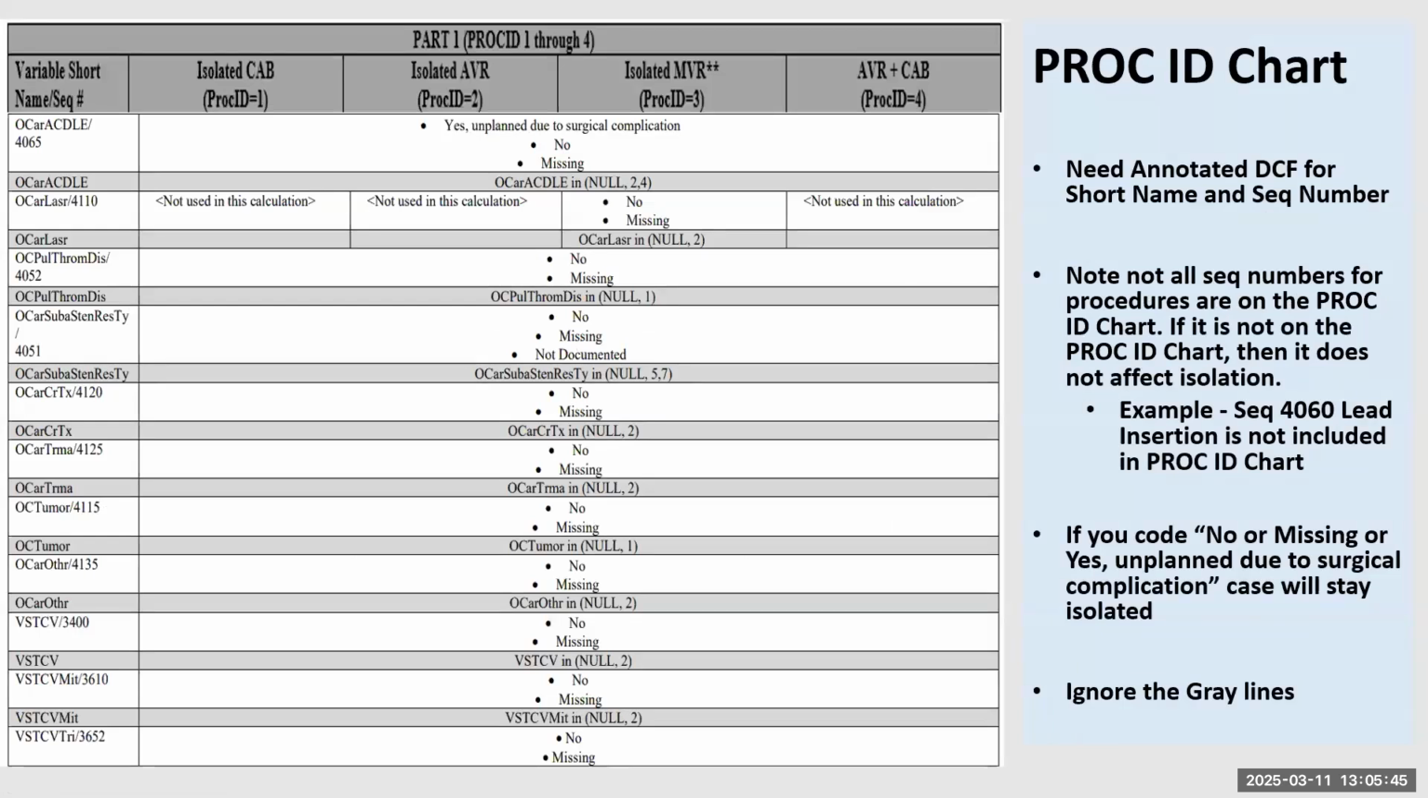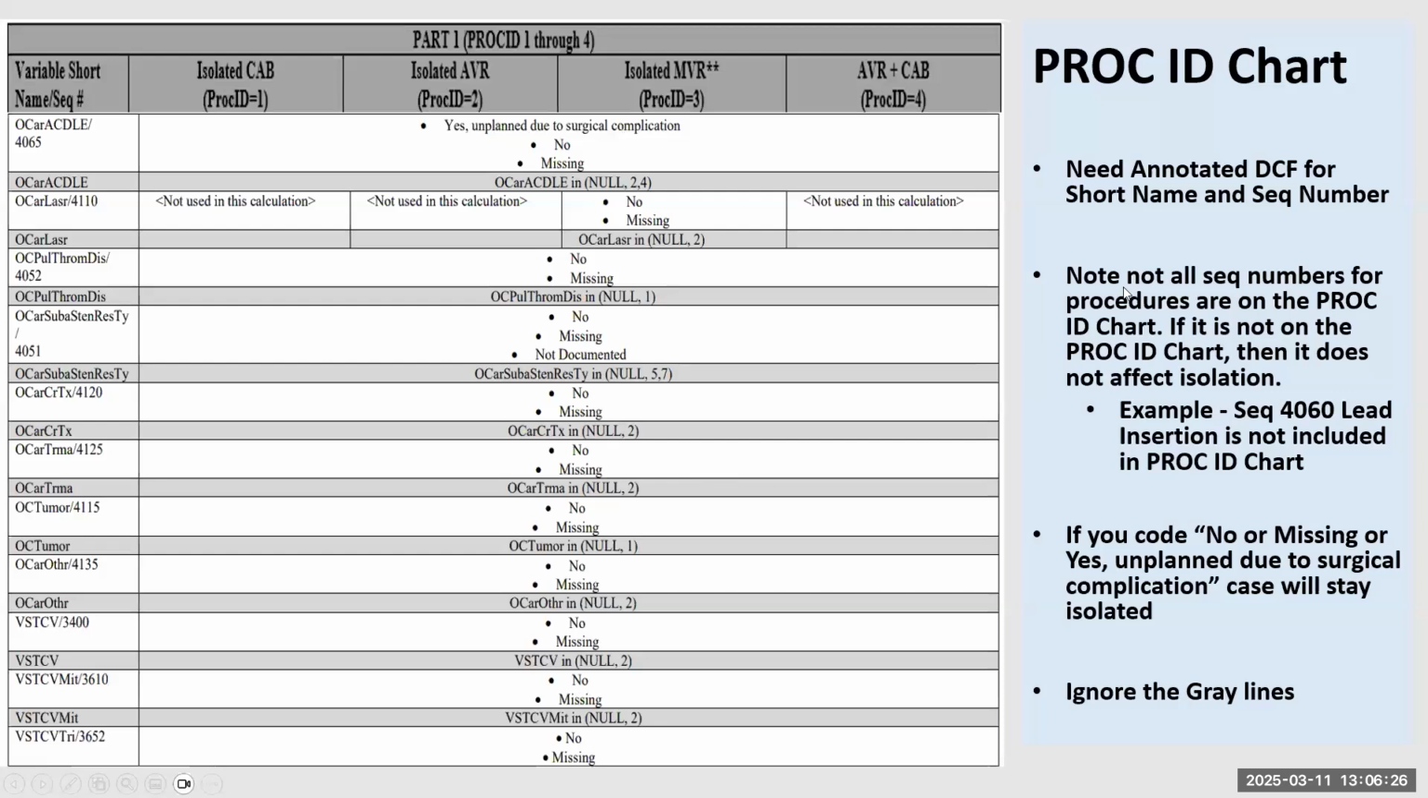Let's talk a little bit about the PROC ID chart with some things that I think are important. Again, when you're reading this, it's very important to have your annotated data collection form, the one that has the sequence numbers on it, because you can search this document by hitting Control F and putting in sequence 4115, and it'll take you right there. If I code sequence 4115 as no or missing, it's not going to affect any of these cases above here, okay?